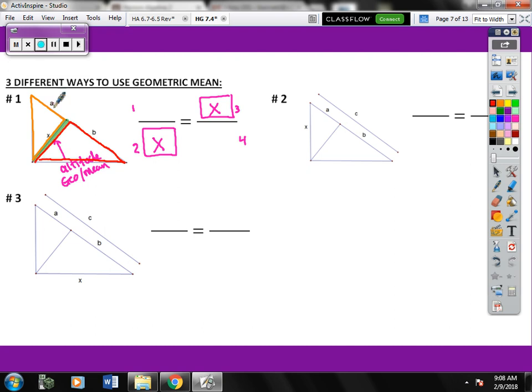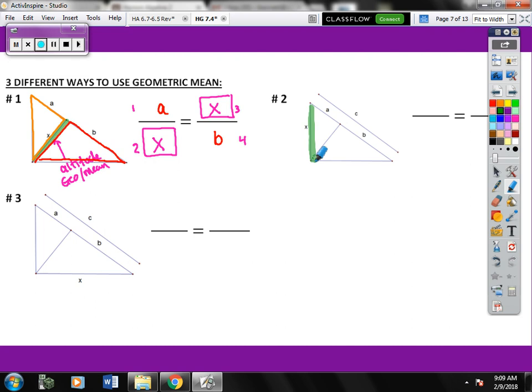So what goes in the other 2 slots are the other 2 corresponding sides. So this would be A, and this would be B. Okay, so if the altitude's going through the middle, it is slicing it into two similar triangles that are next to each other. Now, when the altitude or the geometric mean is actually a side.